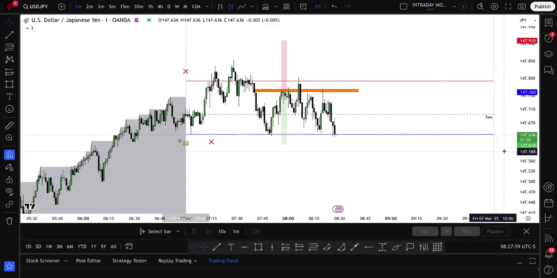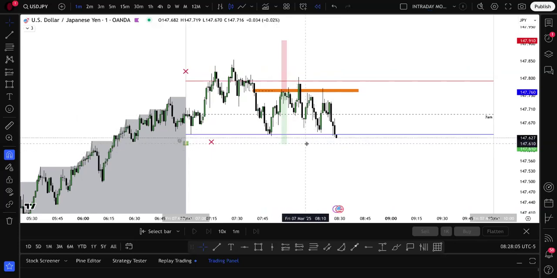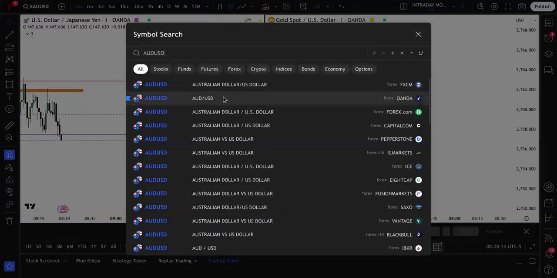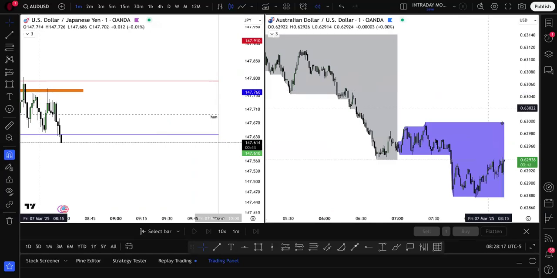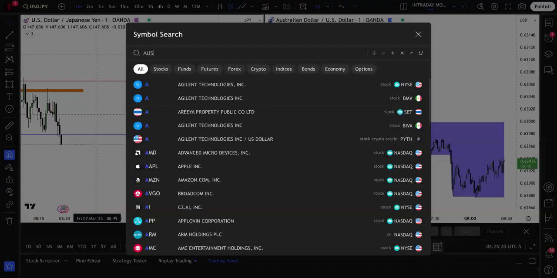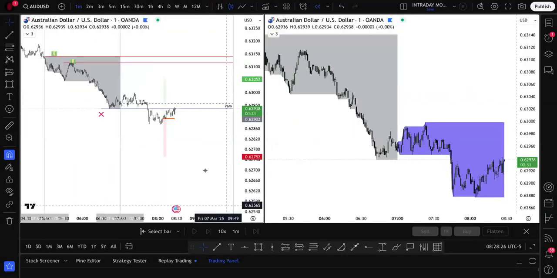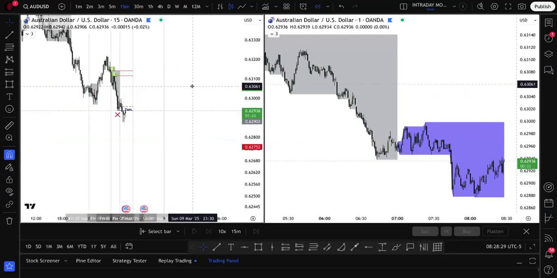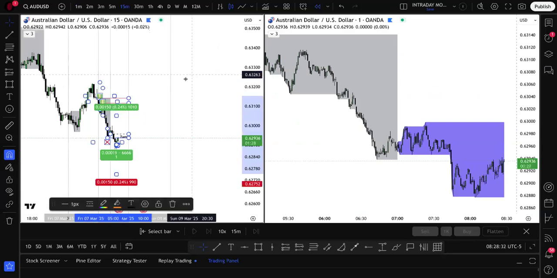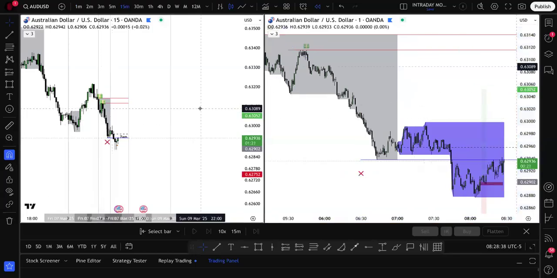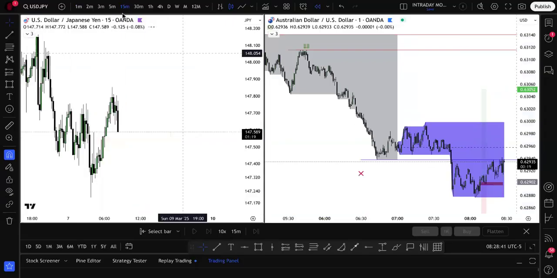It was so strange. Wow, UJ just about to complete the New York model right now. AU's ramping up. Let's take a look at it side by side. AU, let's do something that's inversely correlated. I want to take all the drawings from AUD, USD on a 15-minute chart, copy them, come over here, and paste them on this chart.